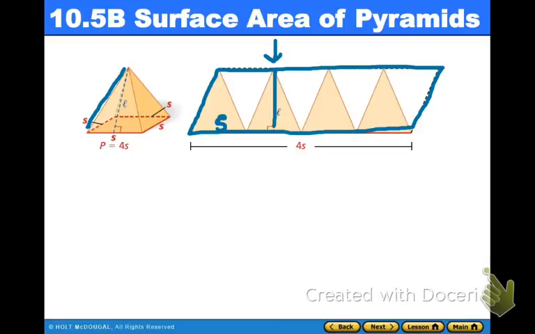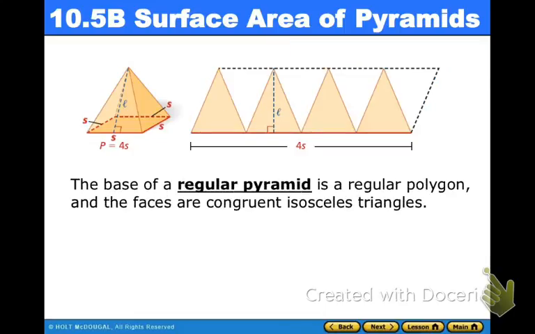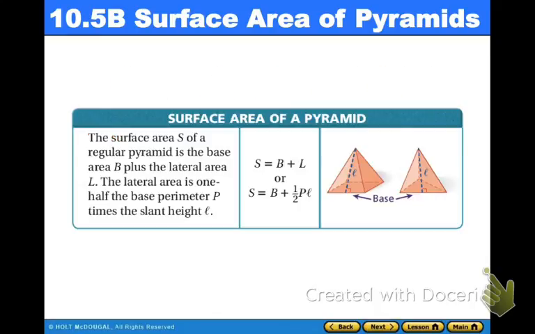We're not going to focus so much on the formula, but I want you to be aware that there is a formula for the surface area of pyramids. So the base is a regular polygon, we talked about that, and then we have 4 congruent isosceles triangles. The diagram shows the square pyramid. The blue dashed line L is the slant height of the pyramid, and it's called the distance from the vertex to the midpoint of the edge of the base. We would describe it as the height of the triangular face.